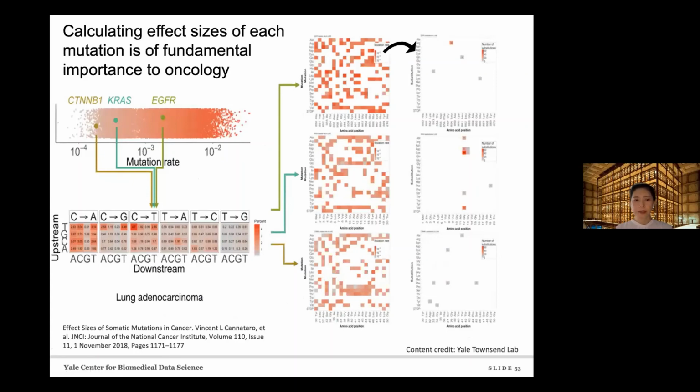So this was published in the Journal of the National Cancer Institute, and he had a variety of publications along this line. Feel free to visit his website and see the latest results.